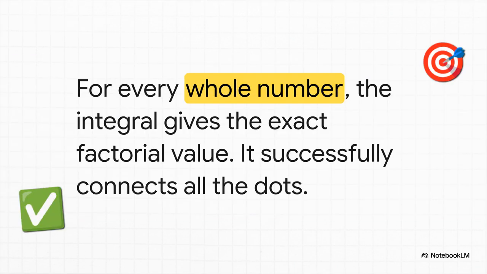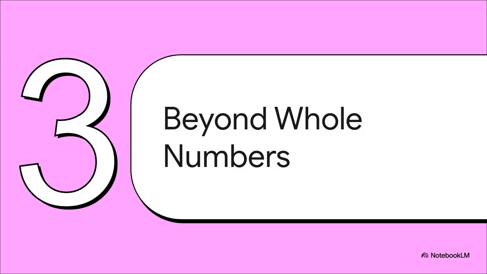So what does that mean? It means Euler's function wasn't just close. It was a perfect one-to-one match. You plug in the number 3, you get 6. You plug in 4, you get 24. For every single whole number you can think of, the integral gives you the exact factorial value. He did it. He successfully connected all the dots. But remember what the real mission was. The whole point of this exercise wasn't just to connect the dots we already had. It was to find out what was lying on the line between those dots.